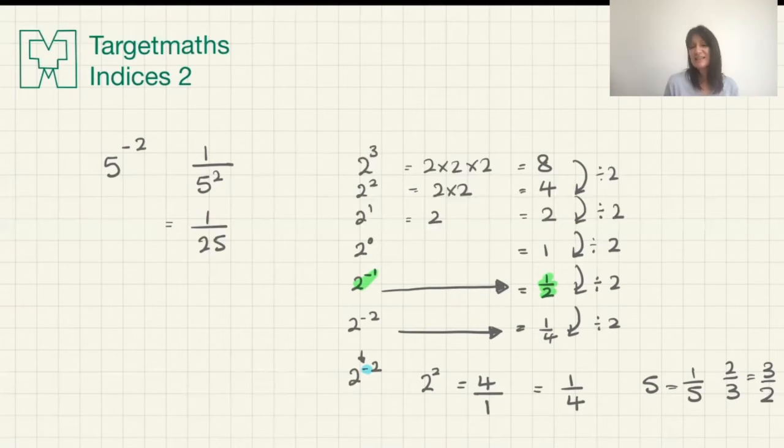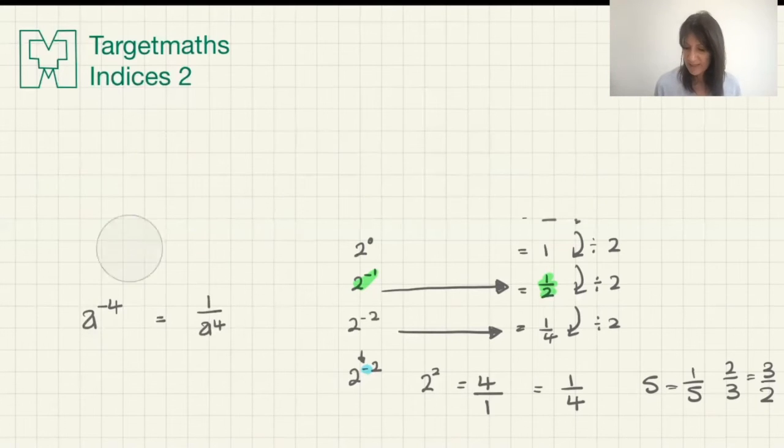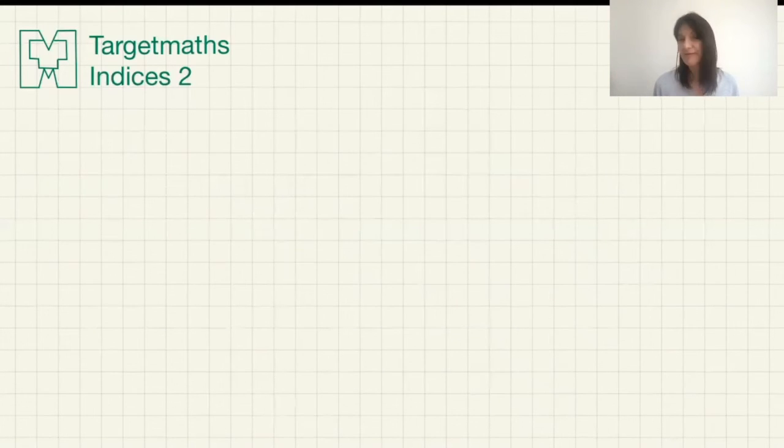And obviously this is true even if I don't have a number. If I had a to the minus 4, for example, I know that that is going to equal 1 over a to the 4. I just stop there because I don't have any more maths that I can physically do. So that is our power 0 rule added and our negative rule added. Those are all the rules that we need up to grade 5, up to foundation.